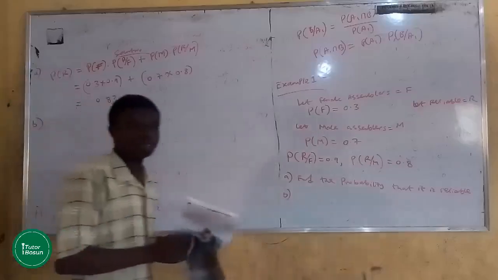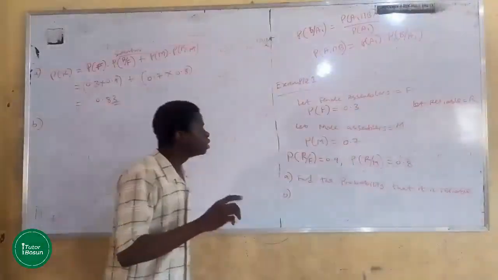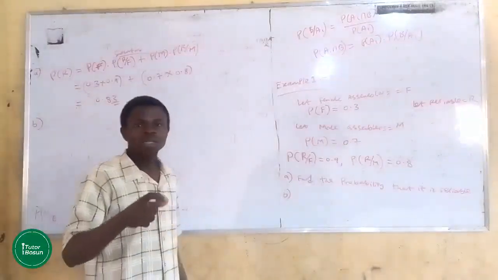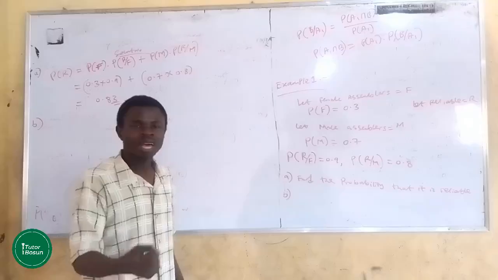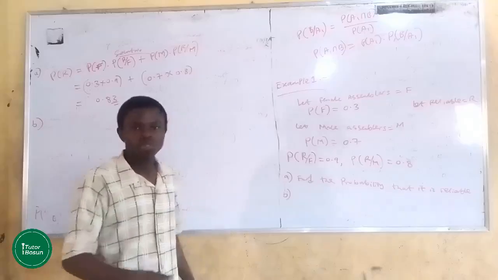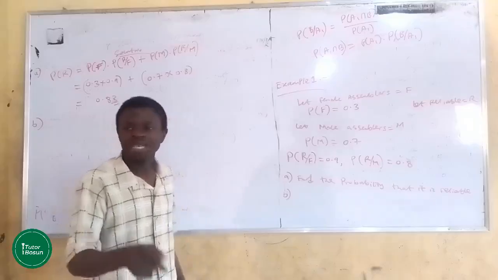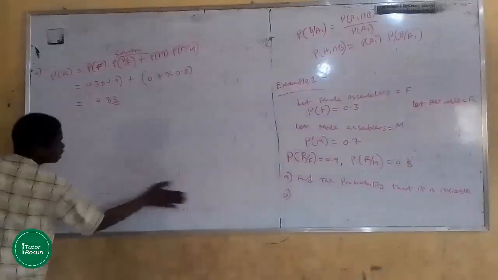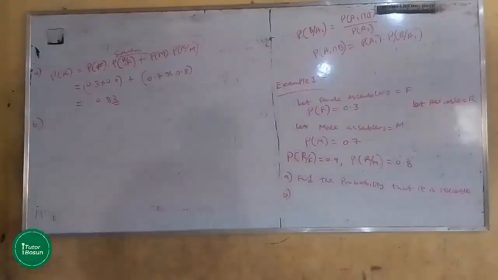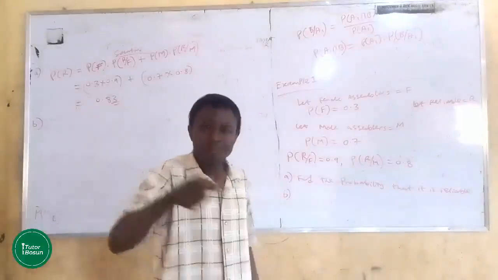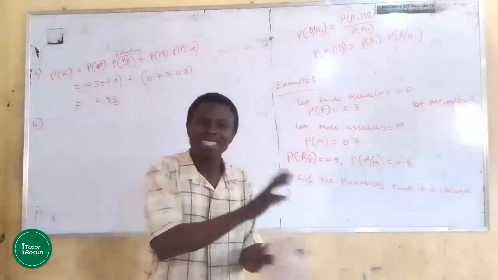So like the big question that I stated, it says the instrument that was selected is a reliable instrument. We now want to know the probability that that reliable instrument was assembled by a male specialist. So that's definitely a conditional probability, the probability that it was assembled by a male, given that it is reliable, because the instrument is already reliable.